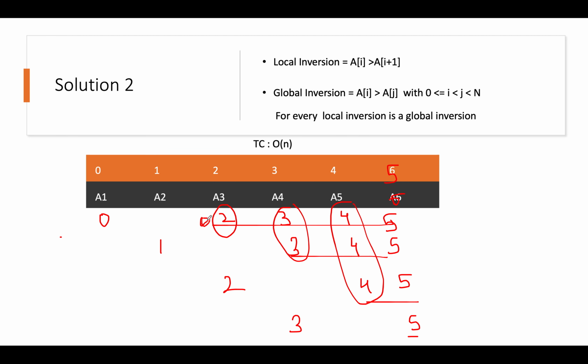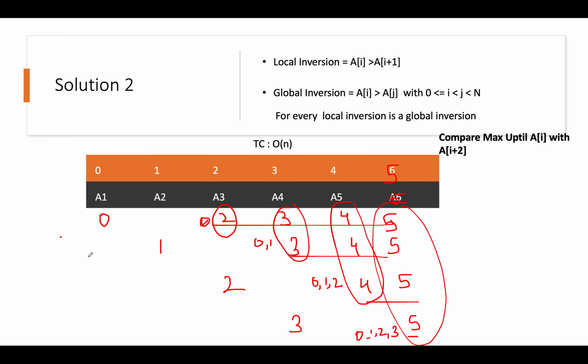We need to do comparison of 2 with index 0, of 3 with 0 and 1, of 4 with 0, 1 and 2, and of 5 with 0, 1, 2 and 3.